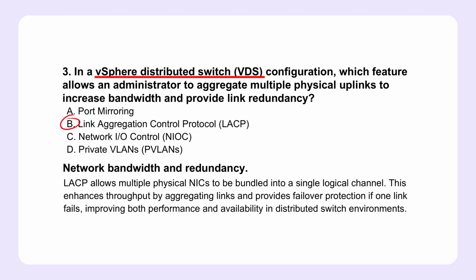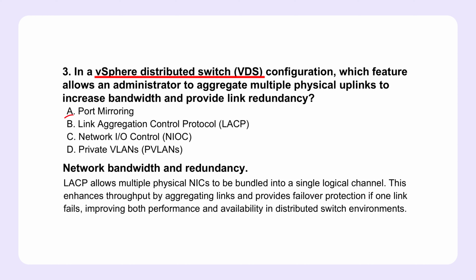This gives you two big wins. More total bandwidth, obviously, but also redundancy. If one of the physical links in that bundle goes down, traffic just keeps flowing over the others. So it's not just faster, it's more resilient too. Precisely. It helps absorb those physical failures without impacting the VMs. It's pretty fundamental for high availability.